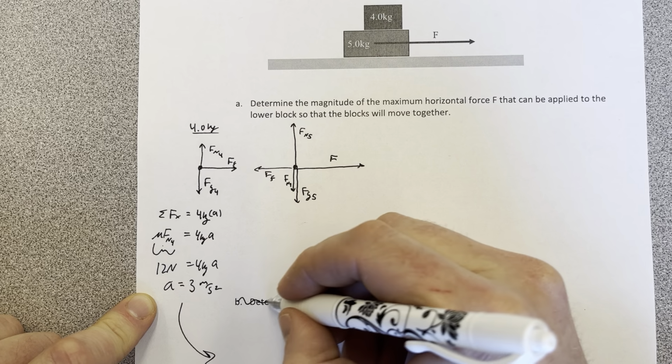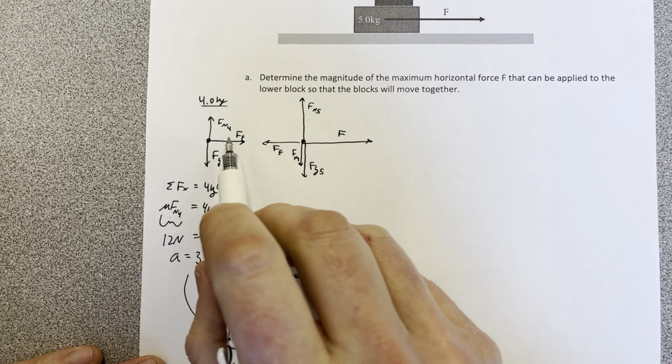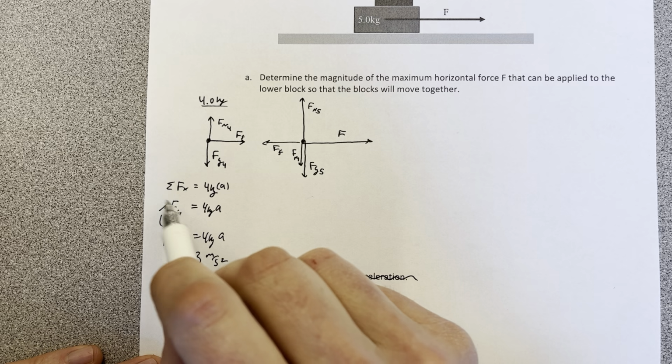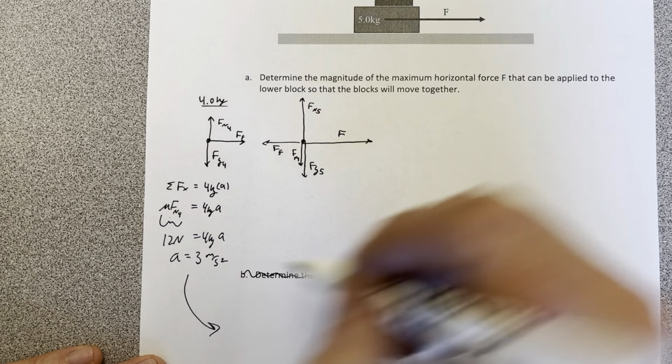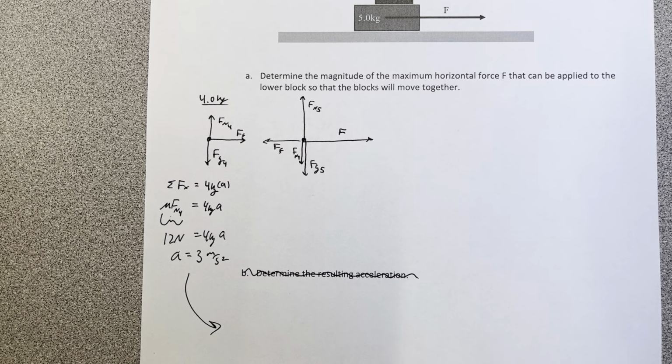I got to eliminate this as a part, right? We got to find that pretty much right in the beginning. So we know that 12 newtons of frictional force is what we want pulling block 4 forward. So 12 newtons, 3 meters per second squared. Now let's go see what that makes F.